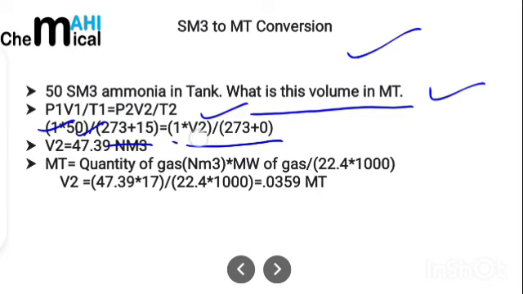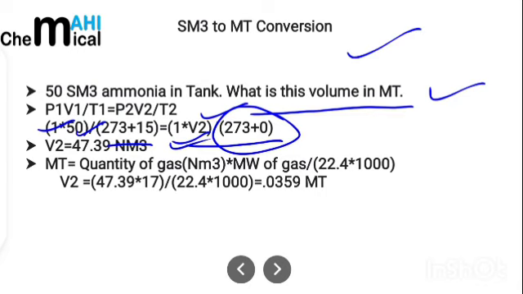In case of Nm³ pressure is 1. V2 we have to calculate. The temperature is 273 plus 0, as in this case the temperature is 0 degree centigrade. So the value that we are getting here is V2 47.39 Nm³. So in the first step we have basically converted this Sm³ to Nm³.